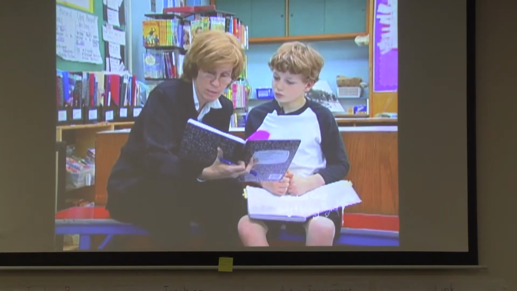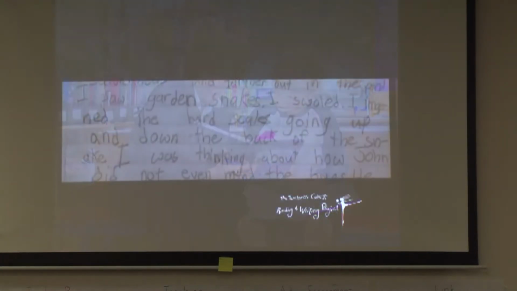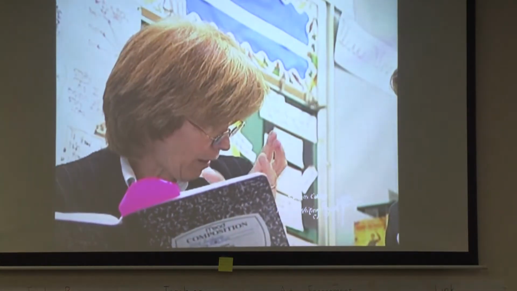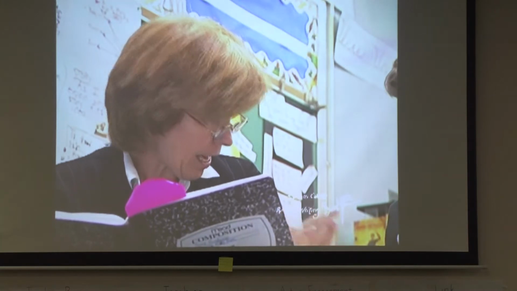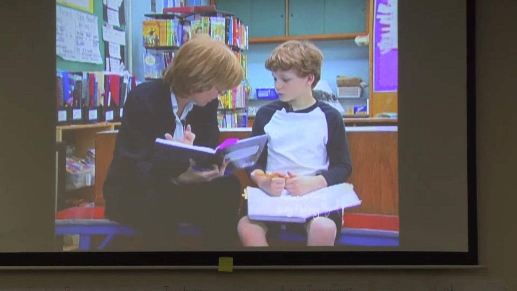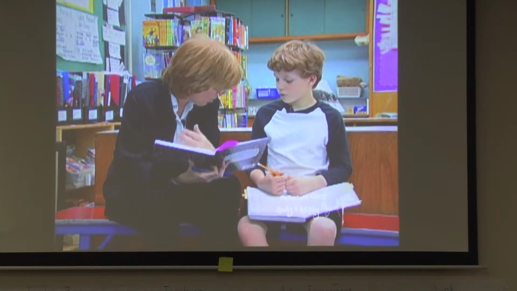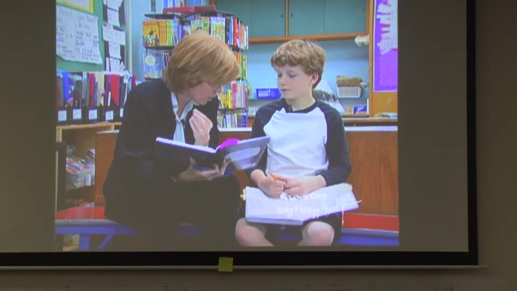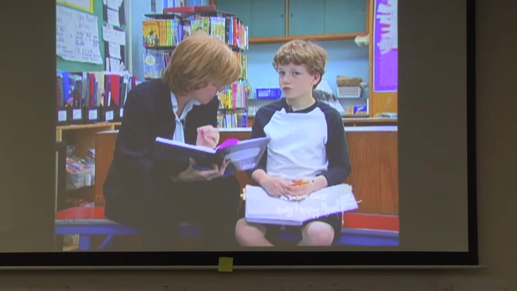Okay, so let's see if we can do that together. I swallowed. I imagine the heart scales going up and down the back of the snake. Okay, now, you're right there, looking in the water, thinking about whether or not you're going to jump in. Okay, and now you want to think about John being brave. Okay, what could you do? What could you look at? What could you do? What could he say? Stay right in the actions.